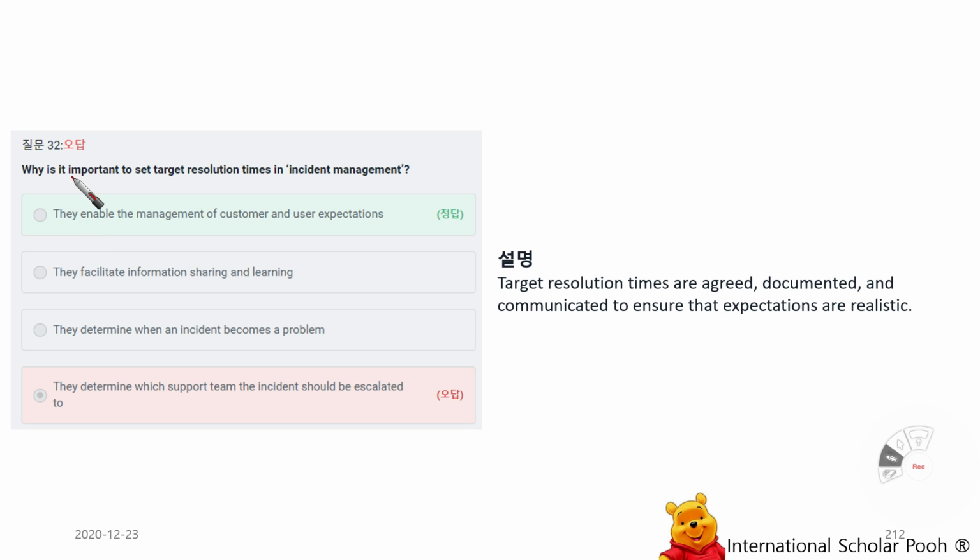Why is it important to set target resolution times in incident management? They enable the management of customer and user expectations. Target resolution times are agreed, documented, and communicated to ensure the expectations are realistic.